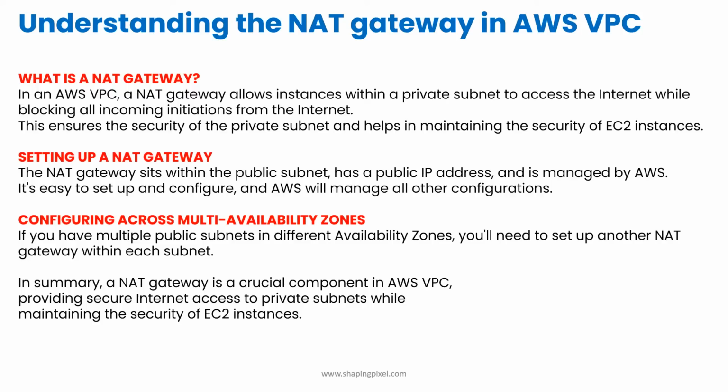It's easy to set up and configure, and AWS will manage all other configurations. If you have multiple public subnets in different availability zones, you will need to set up another NAT gateway within each subnet. In summary, a NAT gateway is a crucial component in AWS VPC, providing secure internet access to private subnets while maintaining the security of EC2 instances.